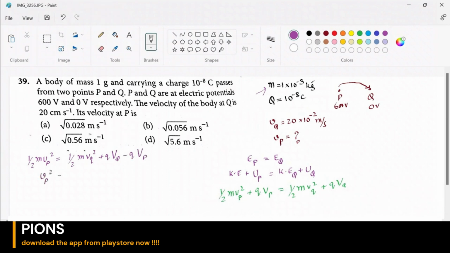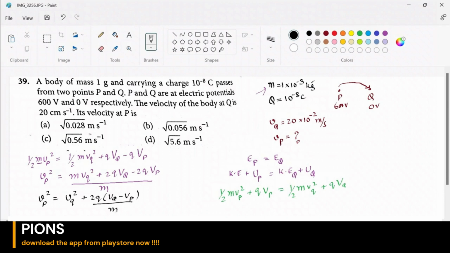Now let's take this 2 and m on the other side. So velocity at P square will be equal to, multiply this 2 on the other side, m Vq square plus 2 Q Vq and minus 2 Q Vp, whole divided by m. I hope this is clear. Now what will we do? Now we will simply substitute things. So let me first make it more simple. So Vp square will be equal to Vq square plus 2Q, taking common, Vq minus Vp, whole divided by m. I hope this is clear.